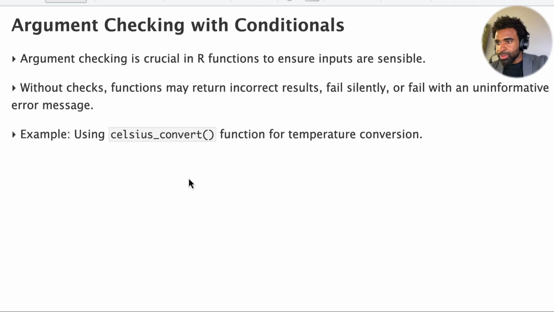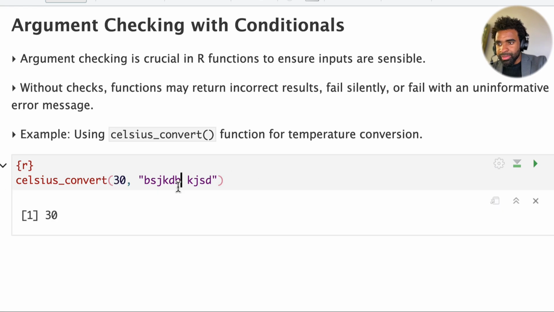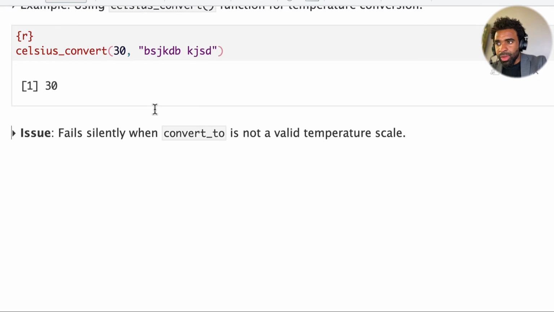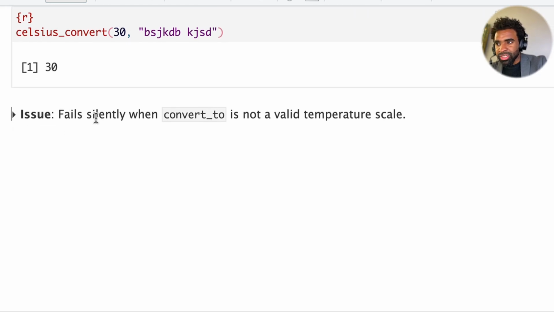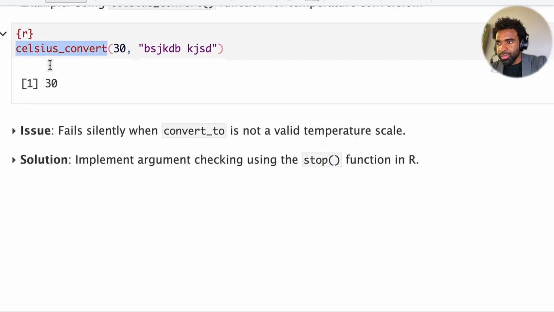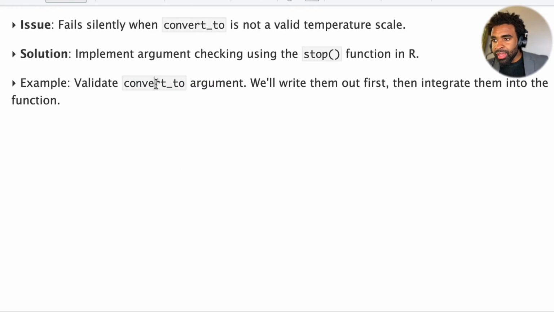So let's look at an example using the Celsius convert function, which we have seen is problematic because if we put any random string in here, it just returns the original value without any informative error message. So let's look at the definition of that function and see how we can fix it, all right? The problem, like I mentioned, is that it fails silently when convert_to is not a valid temperature scale. So what we're going to do is use the stop function to stop the execution of Celsius convert and return an error message if convert_to is not a valid temperature scale, all right? So we're going to validate the convert_to argument.